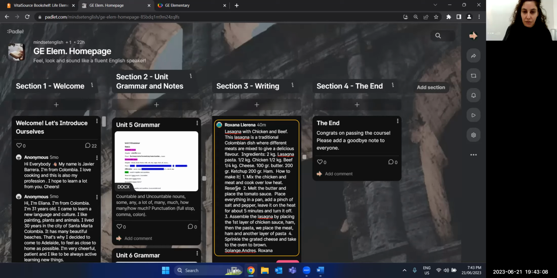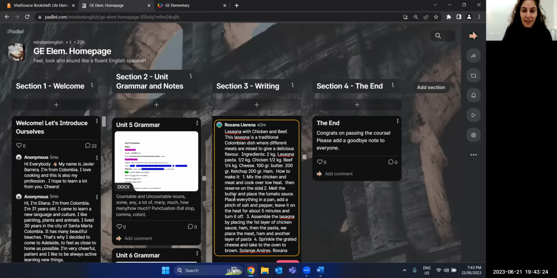Reserve. Yeah, you can't just put reserve. Then reserve on the side. So reserve on the side means leave it on the side. So then reserve on the side.